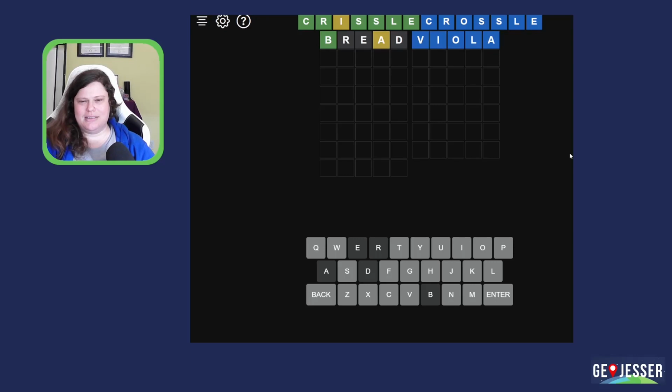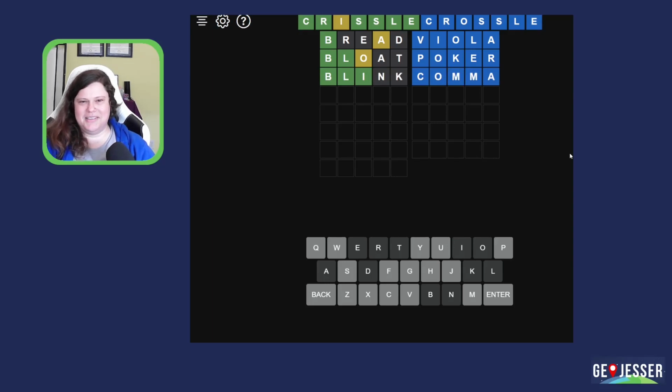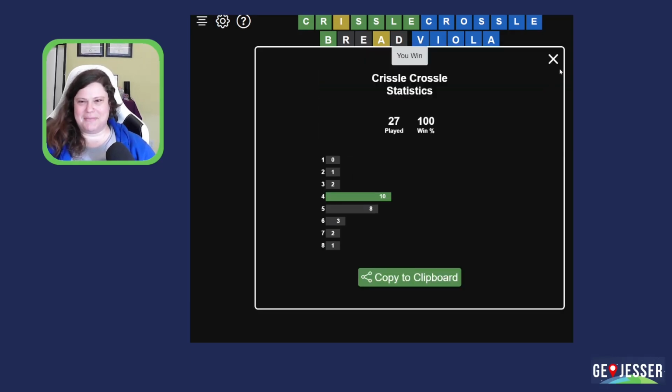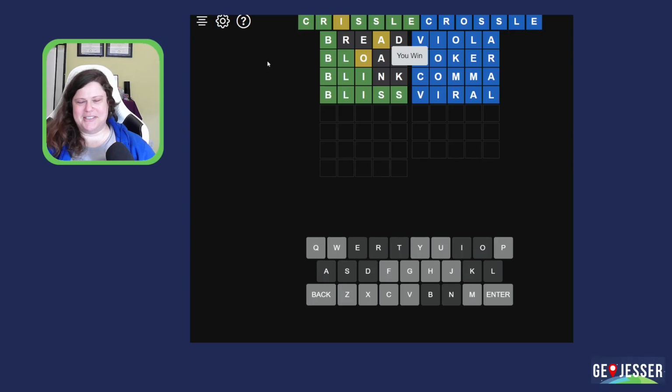Why not? Okay, I can trust the B. I can't trust the A. How about bloat? Okay, there's no A. I can't trust the O, but I can trust the L, interestingly. Blink. Okay, I'm getting this one letter at a time here. Bliss. Yay! That's a good solve. I'm happy with that. I like my little pattern too.